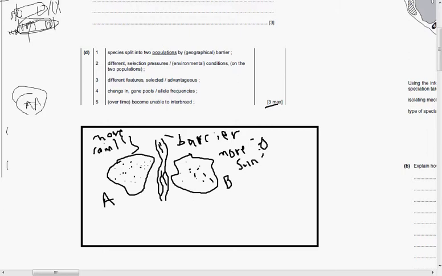So the first point was a barrier. The second point is the selection pressures, and the third thing is different features selected. For example, over here, because it's raining, the one which can sustain coldness is selected for, and here, because it's sunny, the one which can stay longer in the sun is selected for. For example, a certain type of camel which can survive longer will be selected for here. This is just an example, but that's what it is.